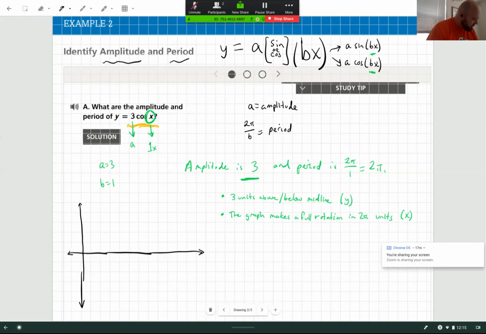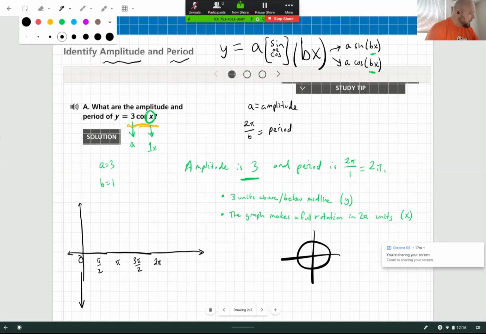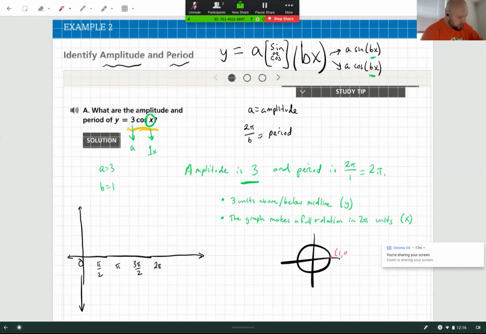All right, so we're starting at 0. We've got pi over 2, pi, 3 pi over 2, and 2 pi. And I'm also just going to draw over here a really basic unit circle. Okay, the coordinates of this point right here are 1, 0.